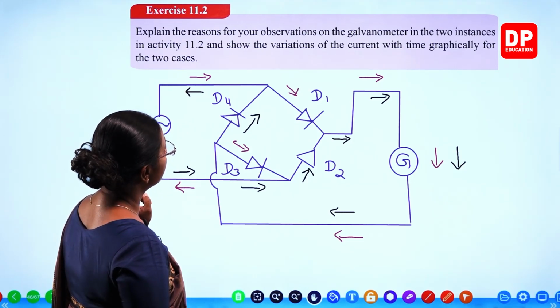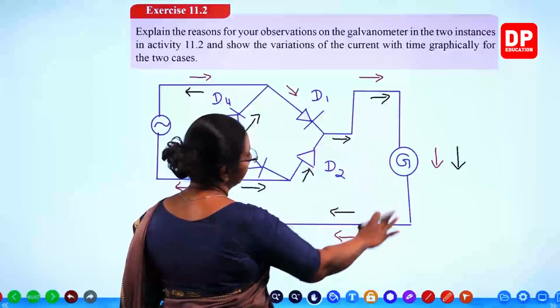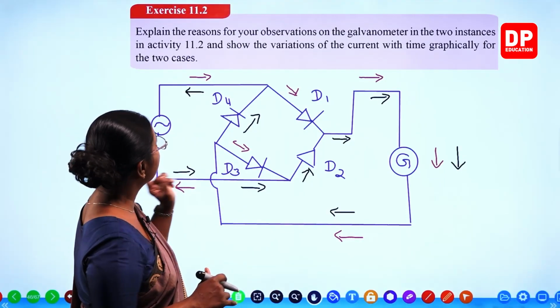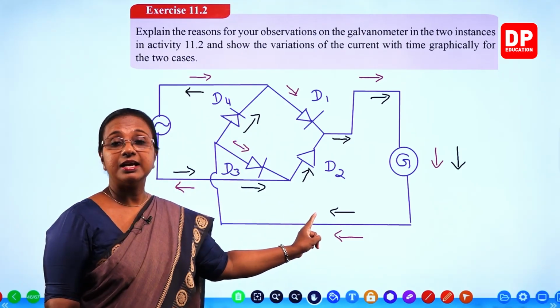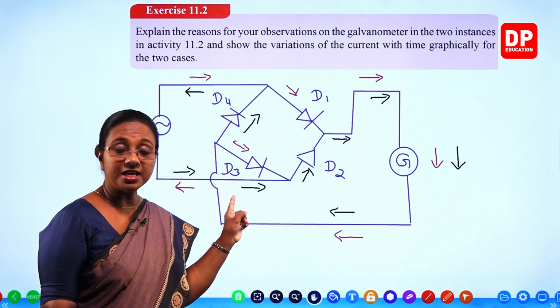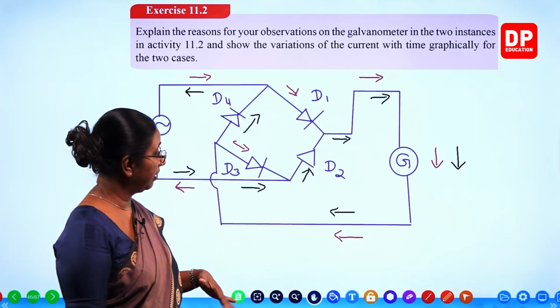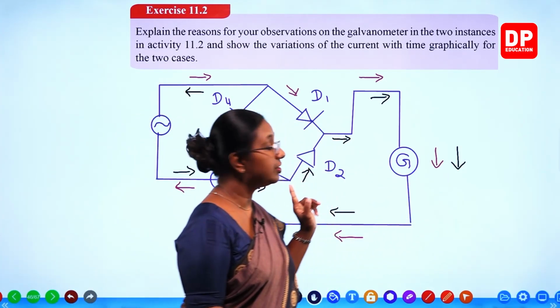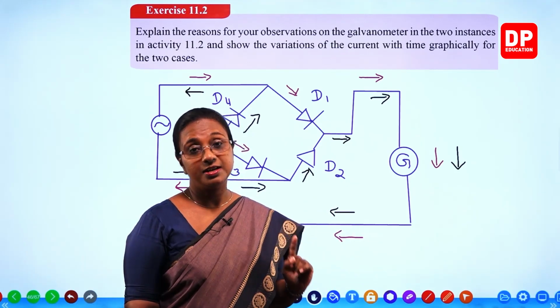Explain the reason for your observations on the galvanometer in the two instances in activity 11.2 and show the variations of the current with time graphically for the two cases. So here this is what happens when we say two instances. What they mean is the current flowing in this direction and the current flowing in the negative direction. Positive half cycles and the negative half cycles, or the positive half waves and the negative half waves. In both instances, you can see through the galvanometer, the current flow is in the same direction, the positive direction.